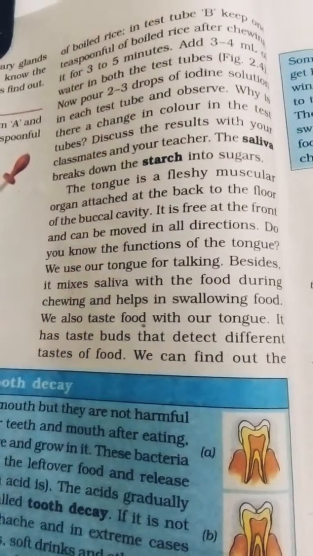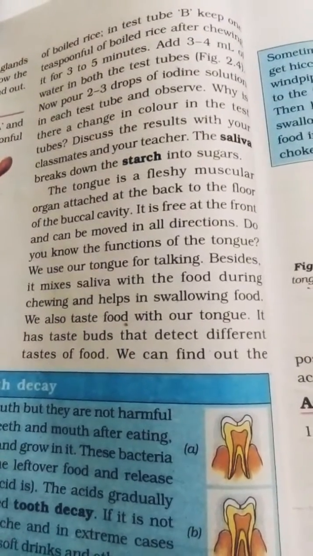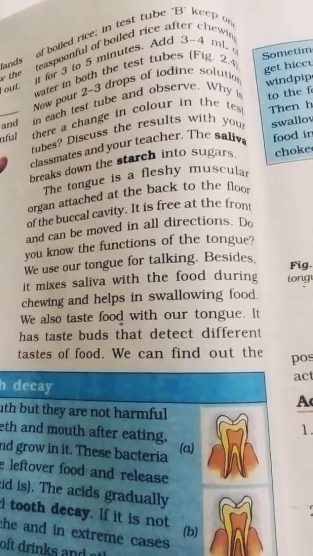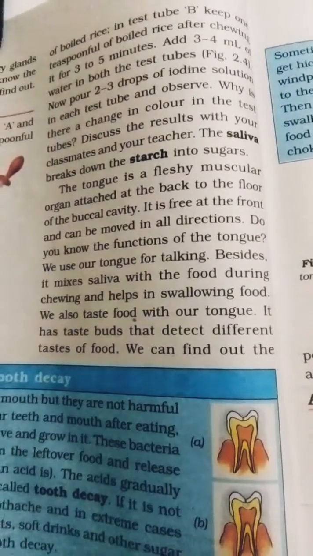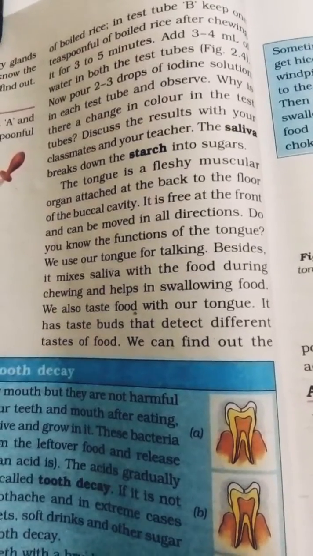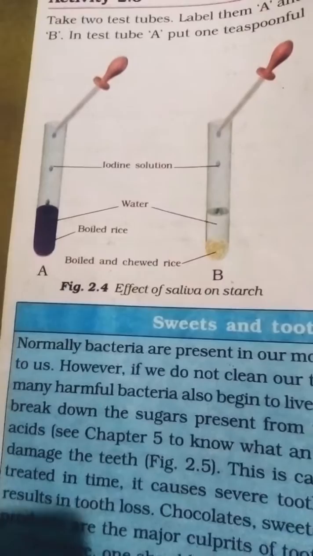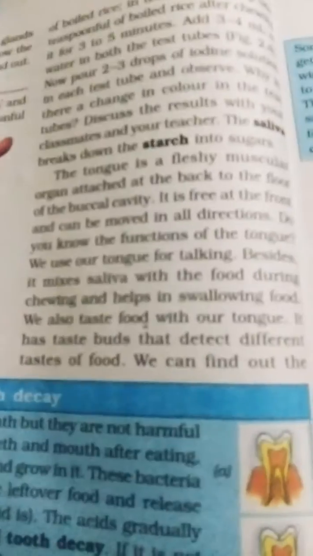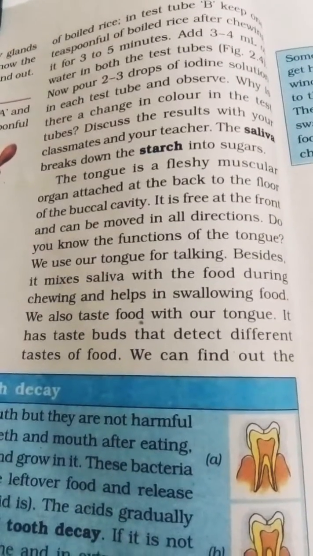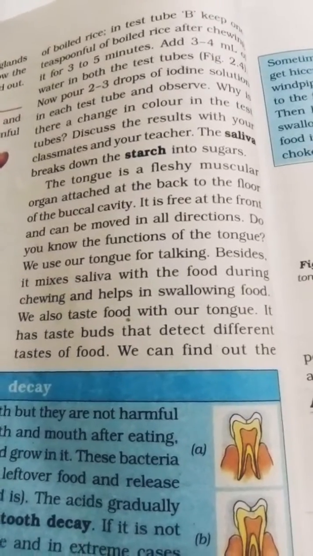Now, after putting this 1 teaspoonful of chewed boiled rice and boiled rice, you have to add 3 to 4 ml of water in both the test tubes. Here the figure is given, okay. Then after adding the water, you have to pour 2-3 drops of iodine solution in each of the test tubes.